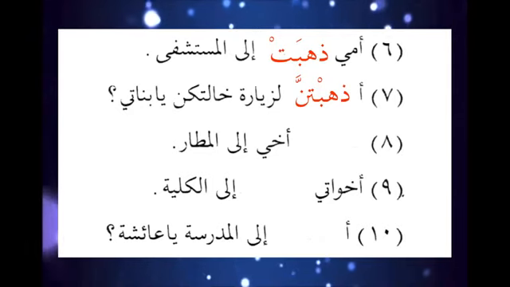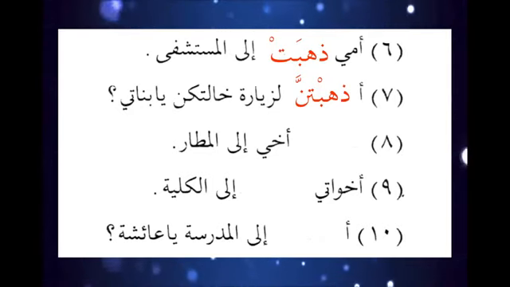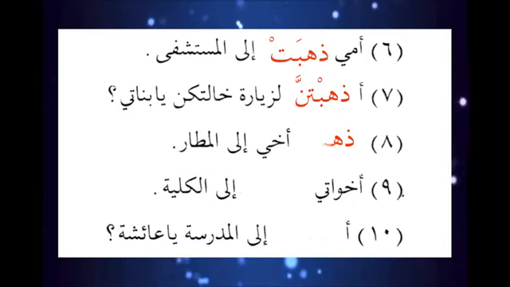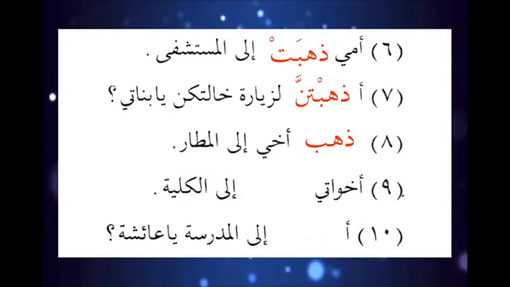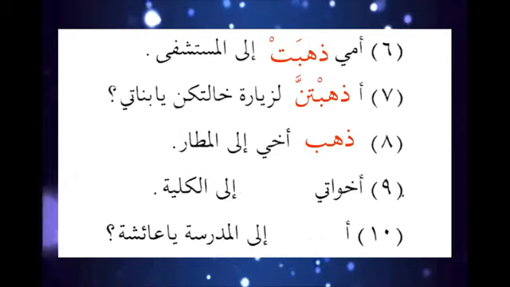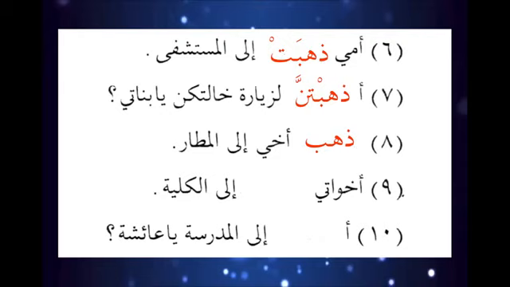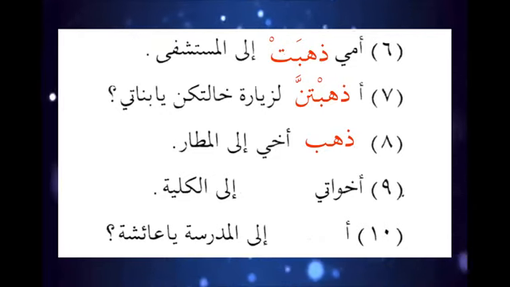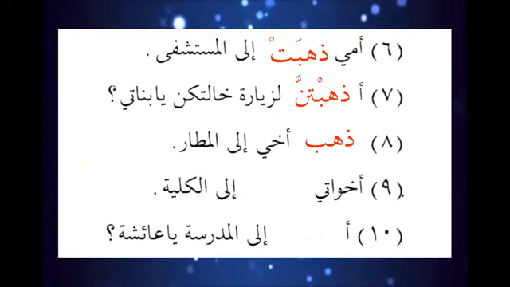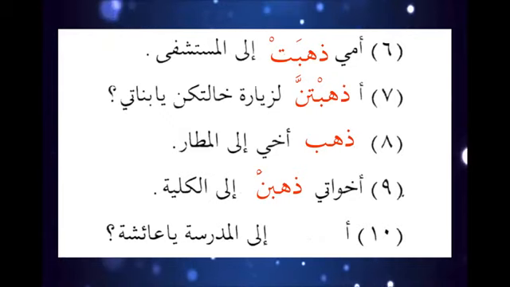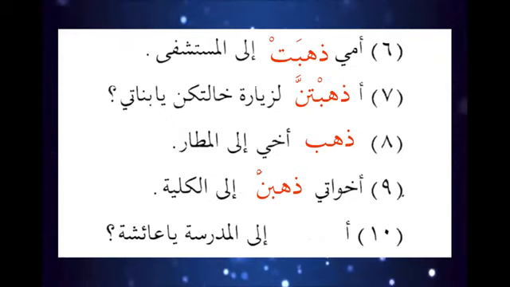Oh my daughters. Again akhi il matar, akhi means my brother, so you're saying dhahaba akhi ila al-matar. So akhawati, what is akhawati? Ati means my sisters. There are two words, my sisters. So what do you say about my sisters? The third person you're talking about is dhahabna. Hunna dhahabna il kulliyati. Kulliyati means to the department.